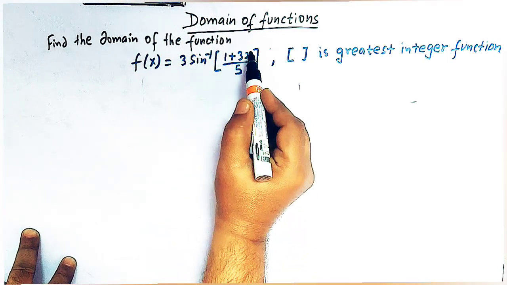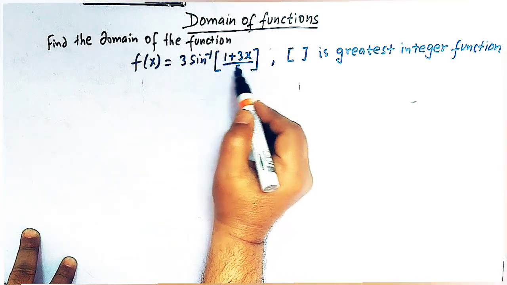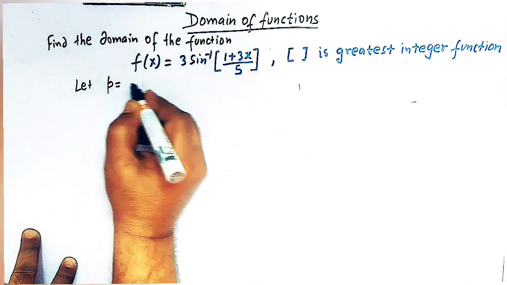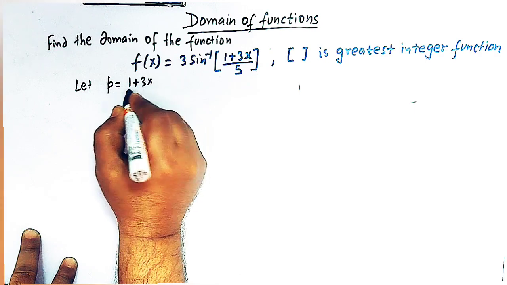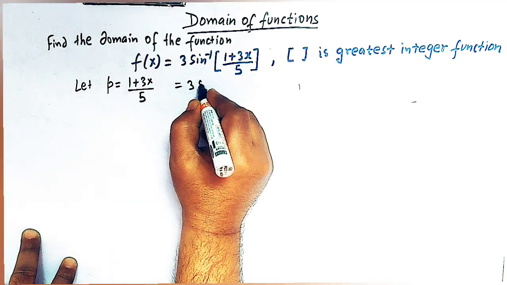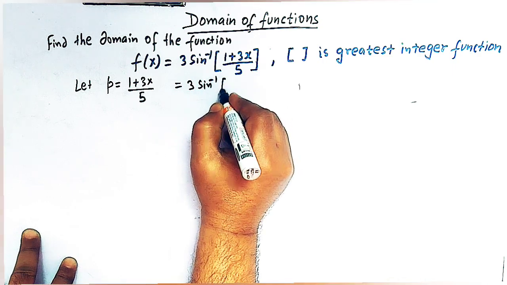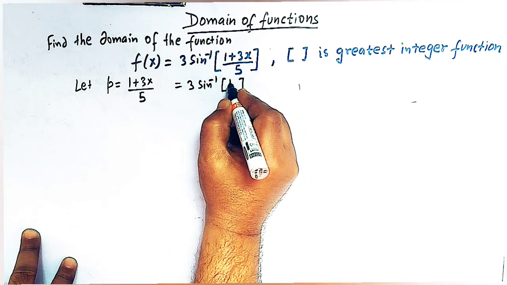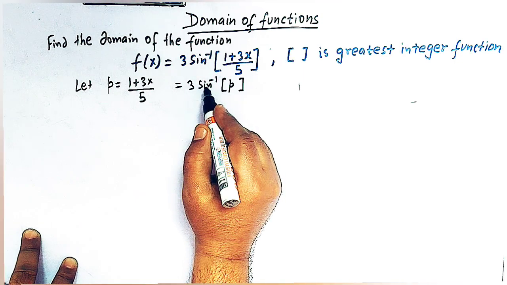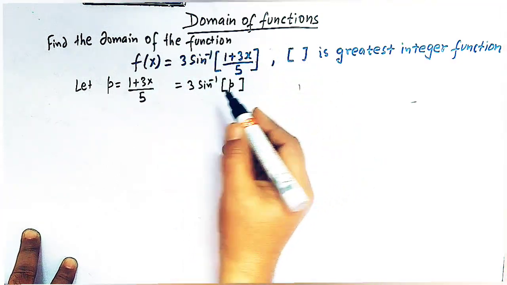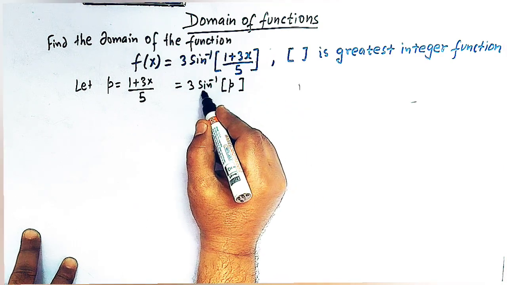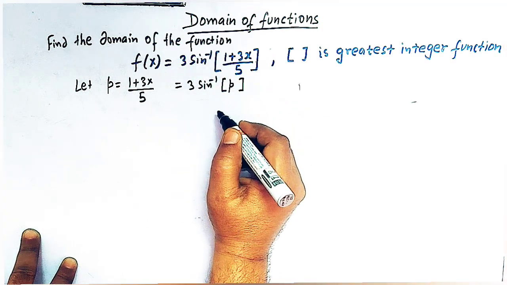Now let us take the expression inside the square brackets as p. So let us take p as 1 plus 3x over 5. Now we can write this function as 3 times sine inverse of the greatest integer of p, right? Here we have the inverse sine function, so we'll first apply the properties of the sine inverse function, that is, its domain.